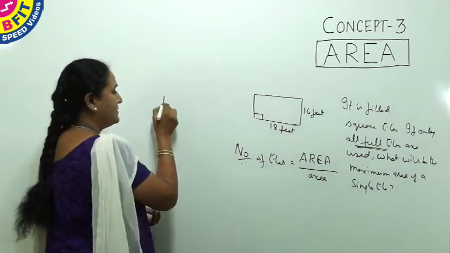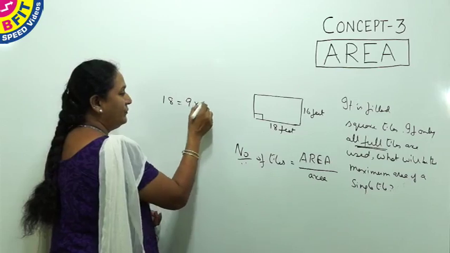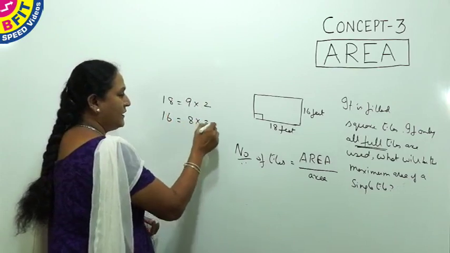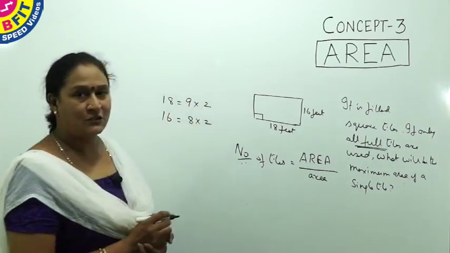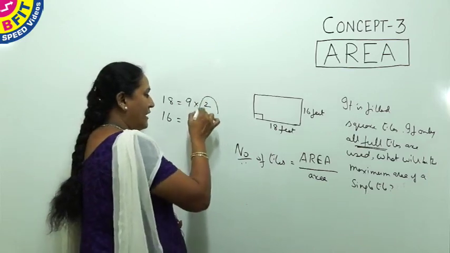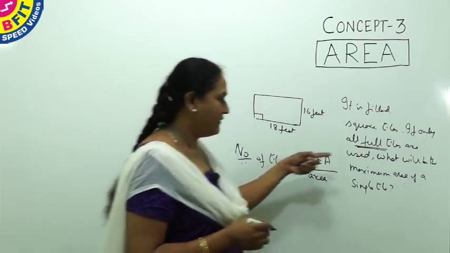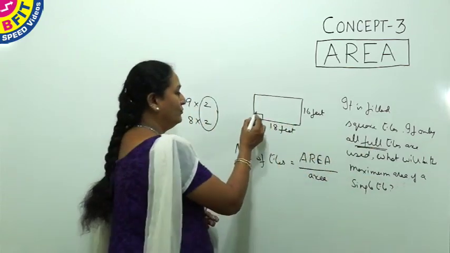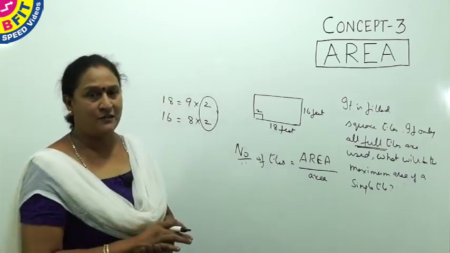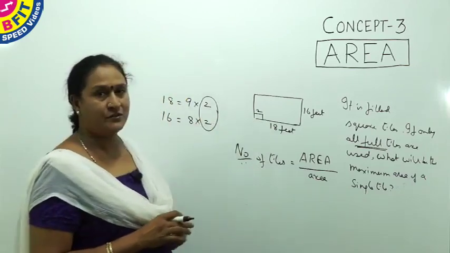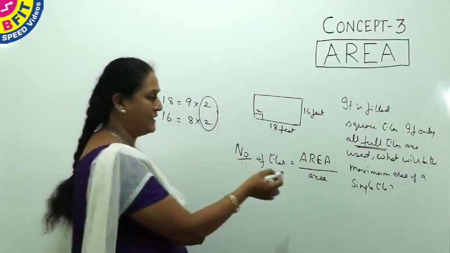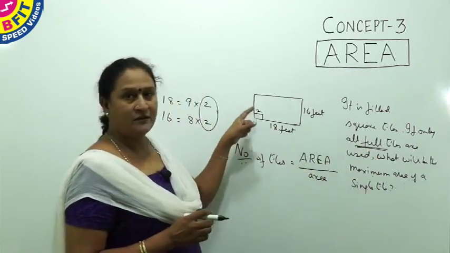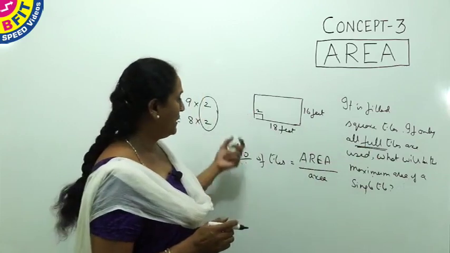Here the length is 18, which can be split into 9 into 2. And the breadth is 16, which is split into 8 into 2. So what is the highest common factor? The highest common factor is 2. As they have given this clue and maximum area is asked, the side of a single tile will be 2. We could write 1 also, but as they are asking the maximum area and only full tiles should be used, the side of the single tile will be 2 feet.